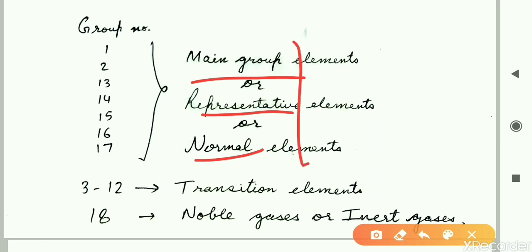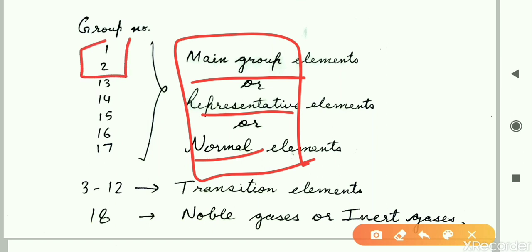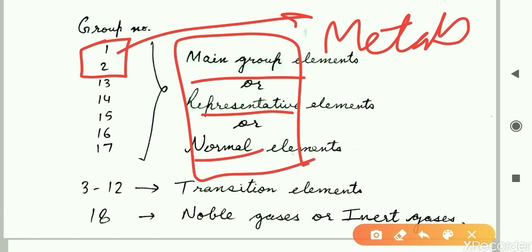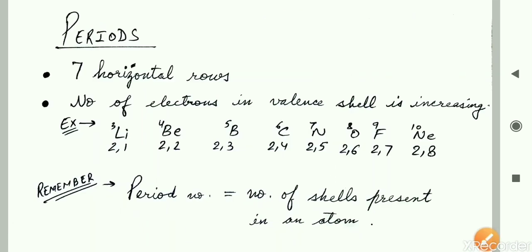So the summary is given here again. Groups 1 to 17 are called the main representative or normal elements. They are the main group elements. They comprise metals as well as non-metals, especially groups 1 and 2, which are metals, followed by the non-metals. Group 18 are the noble gases, and in between, groups 3 to 12 are the transition elements.